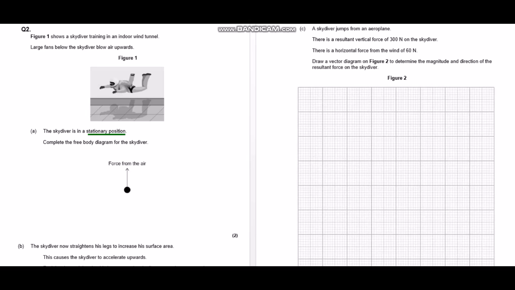So we've got a force from the air acting upwards, and we've got to draw on an additional force which is acting on the skydiver. Because the skydiver is in a stationary position, the force acting on the skydiver has to be in the opposite direction, and it has to be equal, because the skydiver is not accelerating up or down, so the forces must be balanced. So I'm going to draw the force acting on which is weight, and roughly draw it so that they're equal.